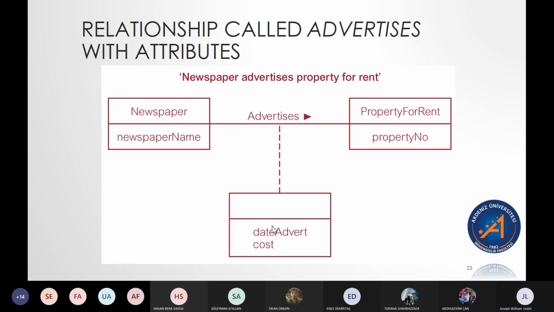All right. Remember that this is distinctive to a particular crossing of, in this example, the newspaper advertising a property for rent. It happened on a specific date. It cost a certain amount. So when a student takes a course, what is specific to that happening? What's specific to a student taking a course, right?